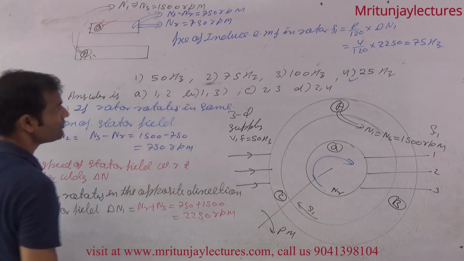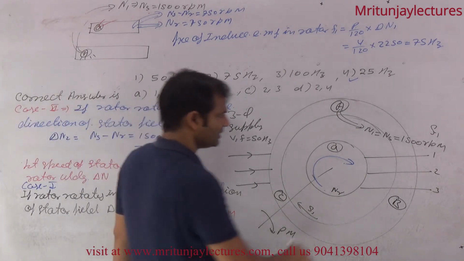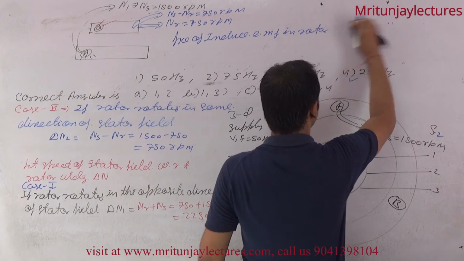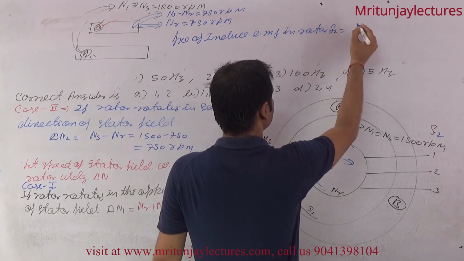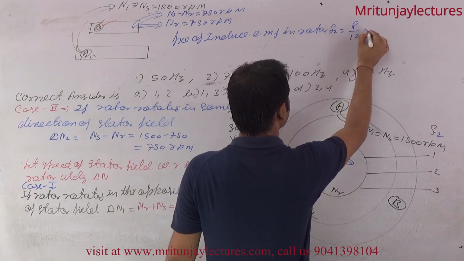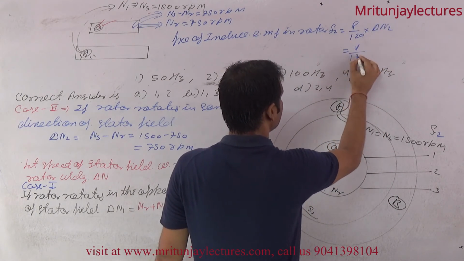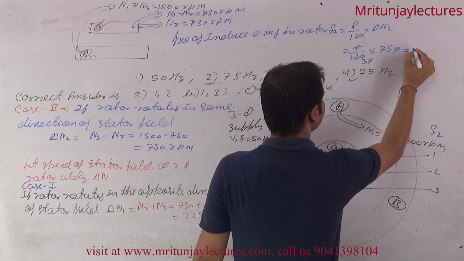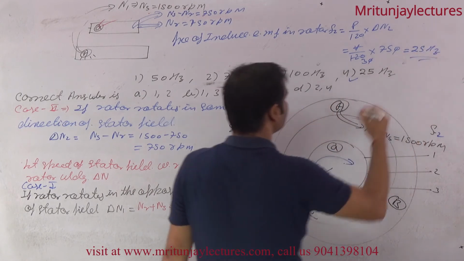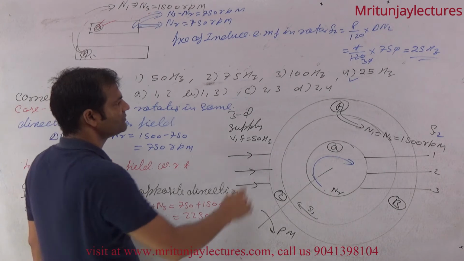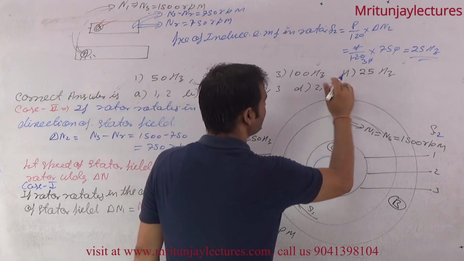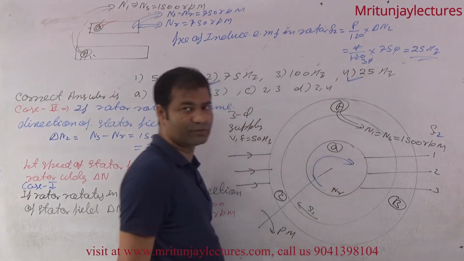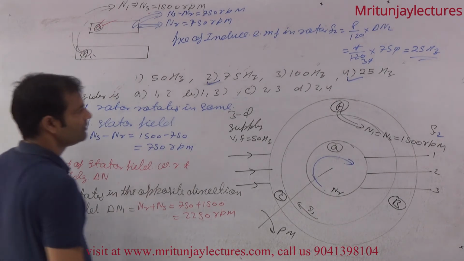The frequency of induced EMF corresponding to this speed, say f2, is P upon 120 into delta N2 for 4 poles, that is 25 Hz. Clear? Sorry, f1 is 75 and f2 is 25. So 2 and 4 are correct, which means option D is the correct option.